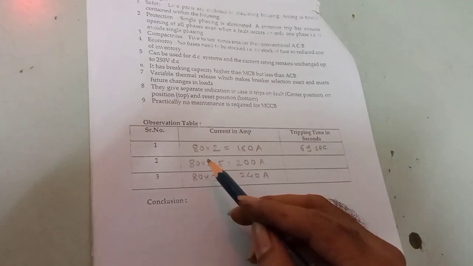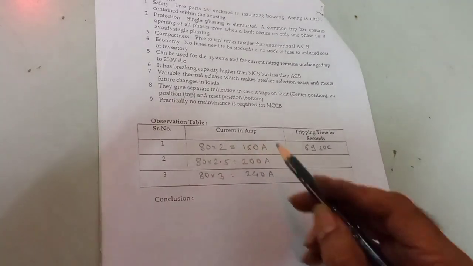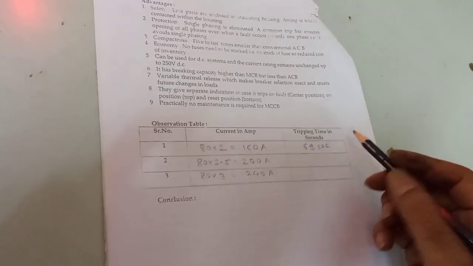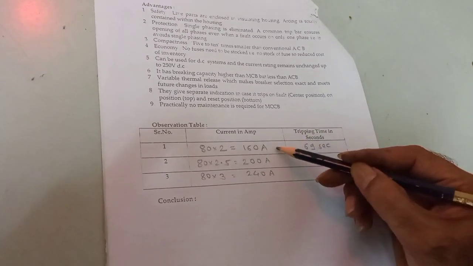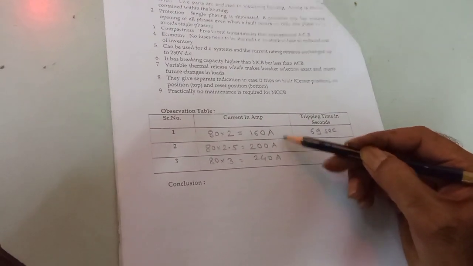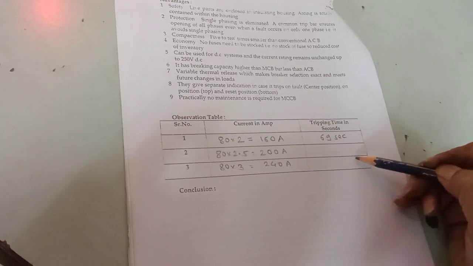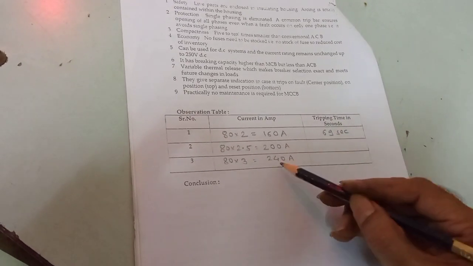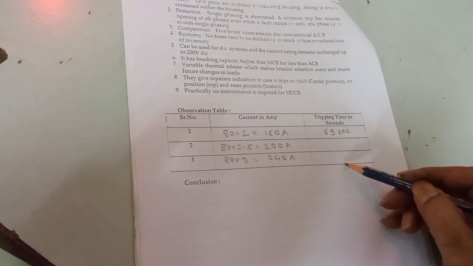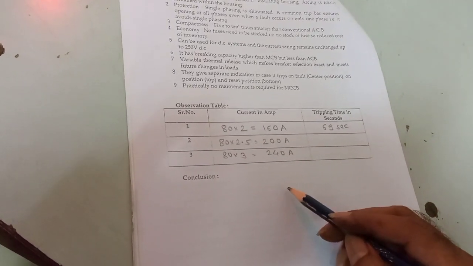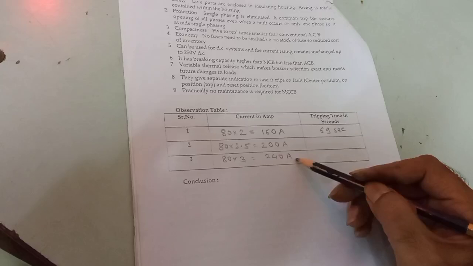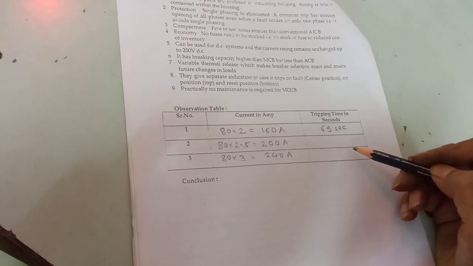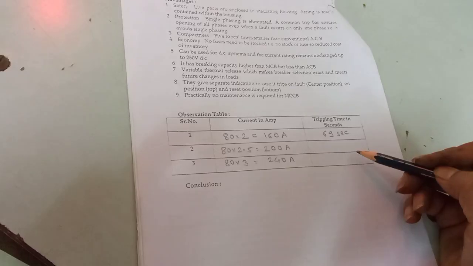Now for the second reading we have to pass 80 into 2.5, that is 200 ampere current, and we want to note down the tripping time. As you know what is going to happen, as this current goes on increasing, the tripping time will go on decreasing gradually. So for the second reading we will get lesser time. For the third reading we will get further lesser time. So we can conclude from that as the current increases, the tripping time of MCCB decreases. Okay, so let us wait for 10 minutes and then we will take the second reading.